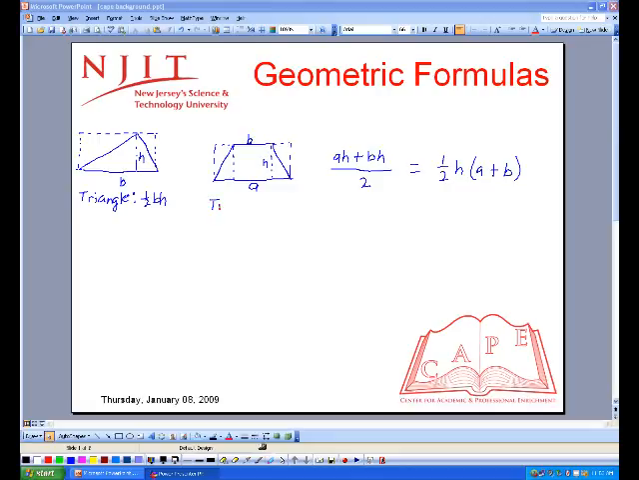So trapezoid has the area of 1/2 h times A plus B.